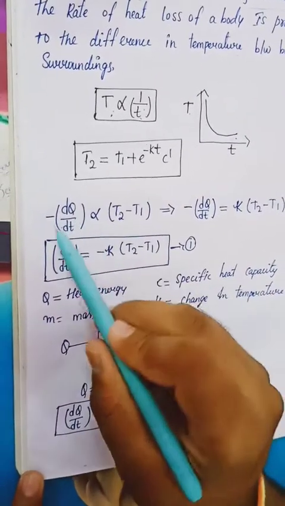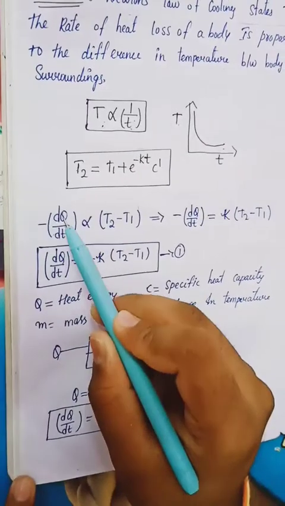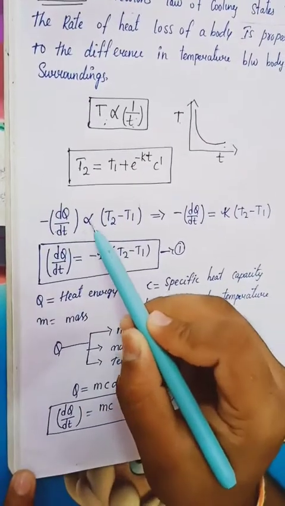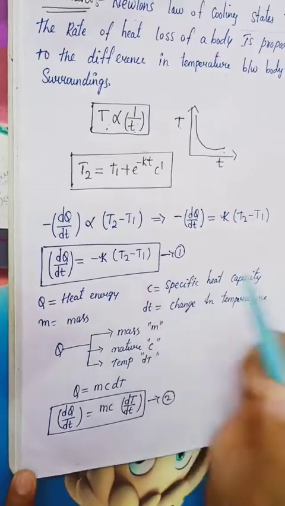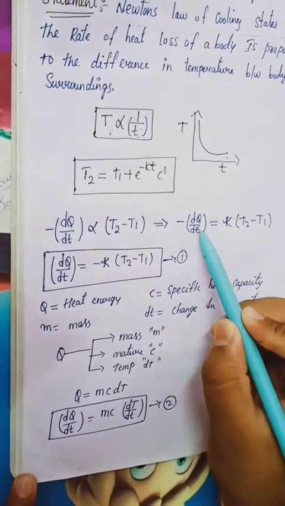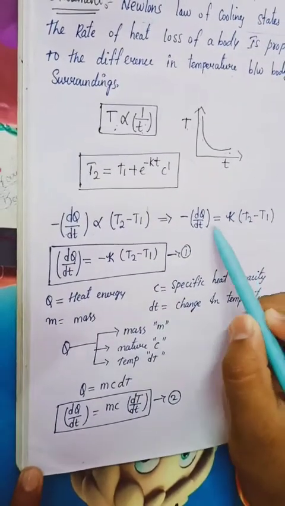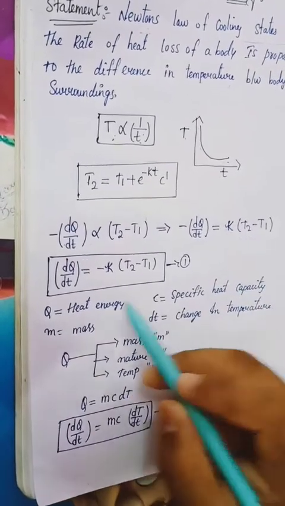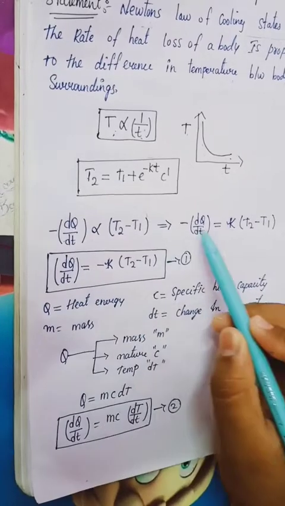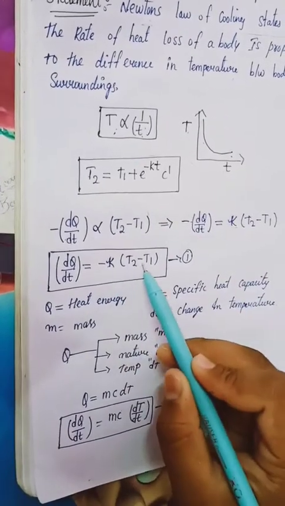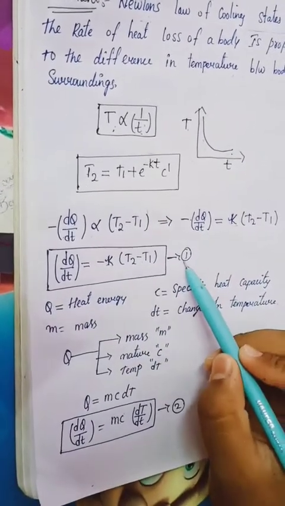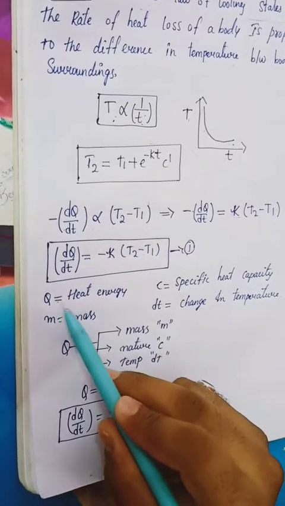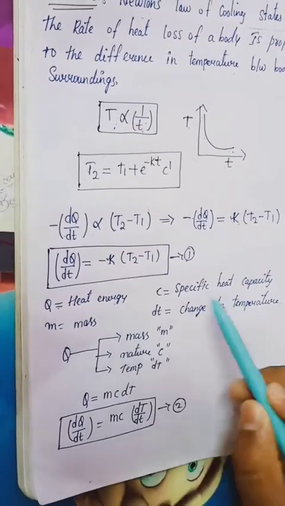The equation for Newton's law of cooling is minus dq by dt is directly proportional to T2 minus T1. Minus dq by dt is equal to k times T2 minus T1, where k is a proportionality constant. So dq by dt is equal to minus k into T2 minus T1. This is equation 1.